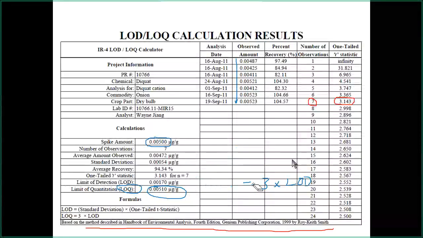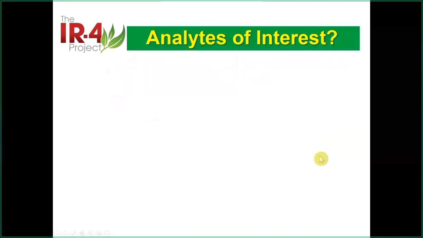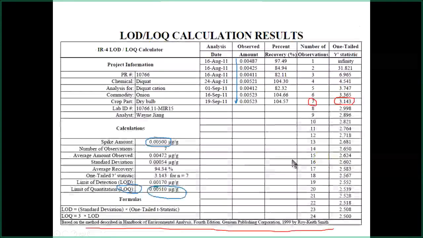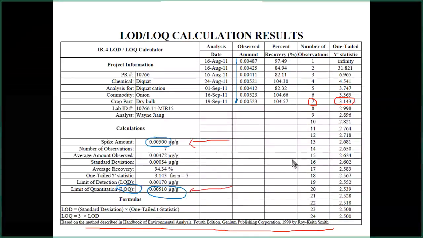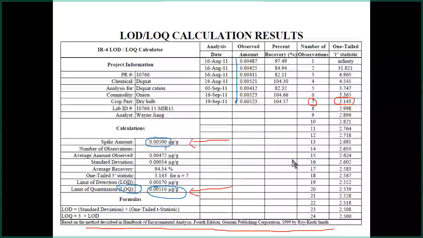Okay, so let's compare our calculated number versus our spike number. Okay, we spiked here. Oops, wrong one. Put it there. So we spiked this level, and this is what we calculated based on our analysis. So the number is very close, actually.